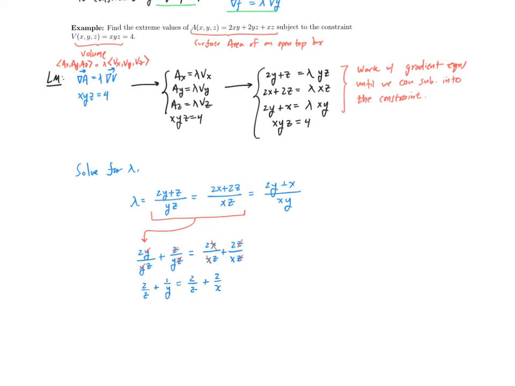Y, z, z, x, x, z, z. So we end up with 2 over z plus 1 over y equals 2 over z plus 2 over x. And now we once again see the cancellation, a 2 over z and a 2 over z. And if you cross multiply, what we end up with would be an x on the left and a 2y on the right. Which certainly brings us closer to the point of substituting some quantities into the constraint equation, as we can replace x with 2y.